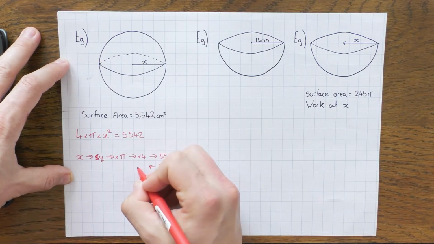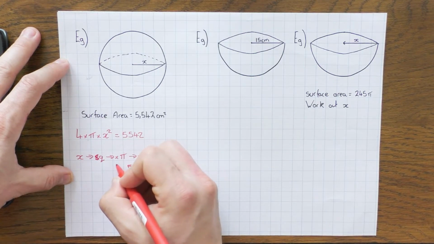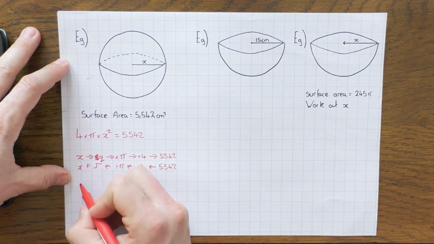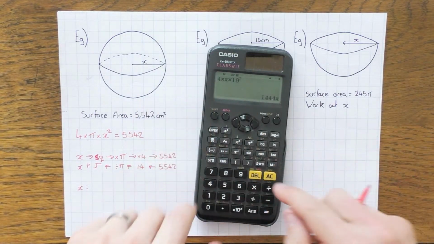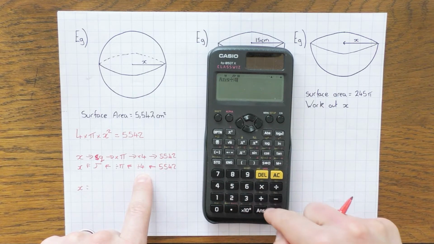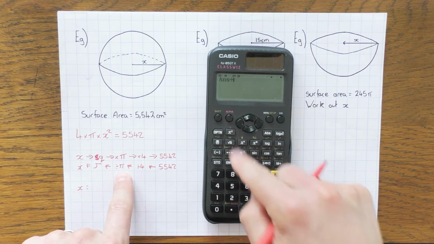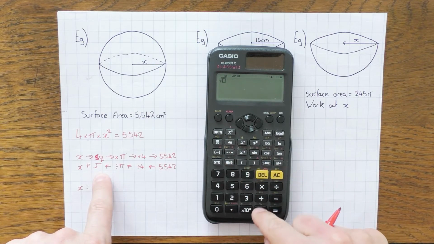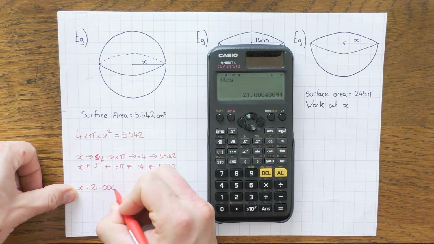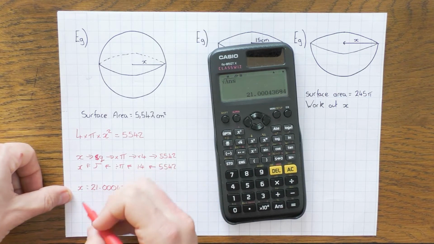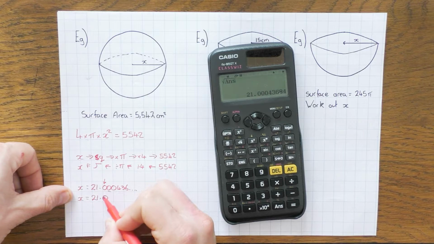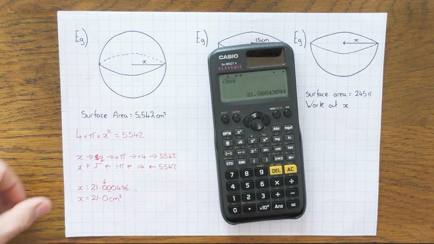And then I can go backwards, dividing by 4, dividing by pi, square rooting, and then you can get back to x. So let's just see what that is. So 5,542, again do it step by step, divide by 4 equals, divide by pi equals, square root the previous answer, and we get 21.000436, etc. So to one decimal place, obviously that's 21.0 centimeters squared.